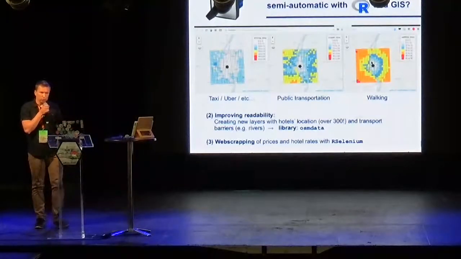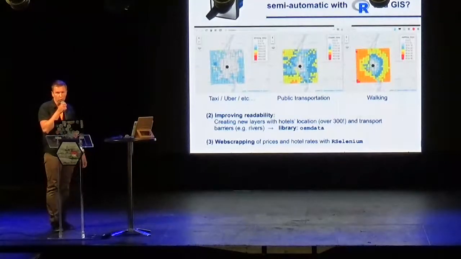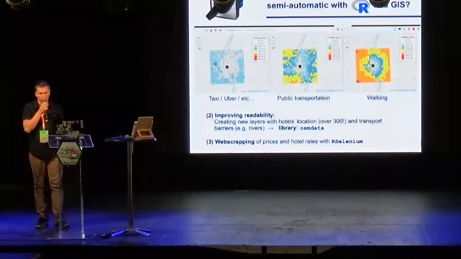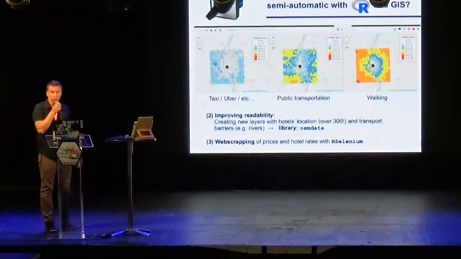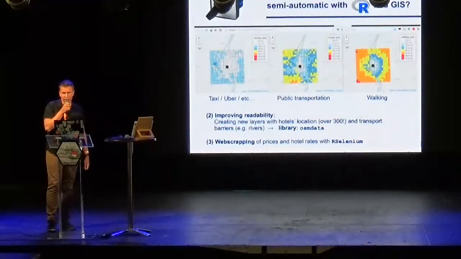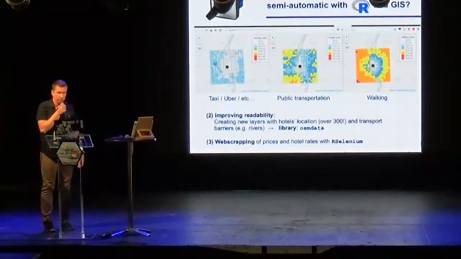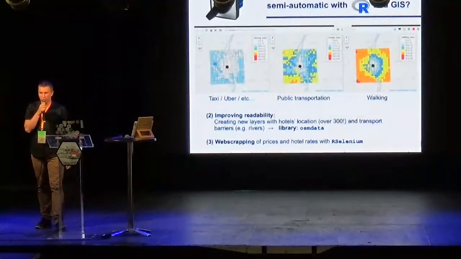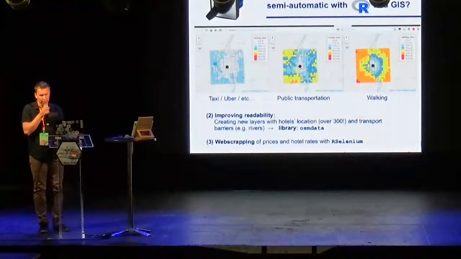Then we tried to improve the readability of this layer. So we downloaded OpenStreetMap data with the use of the osmdata library. We had over 300 hotels in Budapest, and we also downloaded some transport barriers like rivers. And we also used RSelenium for web scraping to get prices and hotel ratings in Budapest.